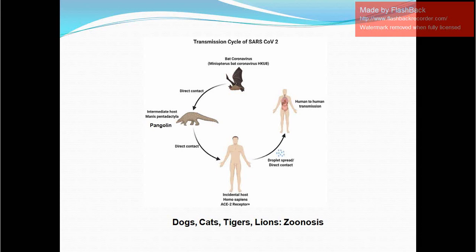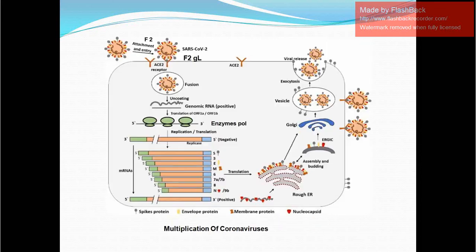And now you will see that dogs, cats, tigers, and lions get infected from diseased humans also. Here is the multiplication cycle of COVID-19. You will see that after attachment it enters the cell and uses the cytoplasm as a factory. After entry, the viral RNA genome is translated by ribosomes, and then the viral RNA is replicated, and the proteins assemble on the rough endoplasmic reticulum, and then after completion the virus goes out in a vesicle and gets out of the cell.